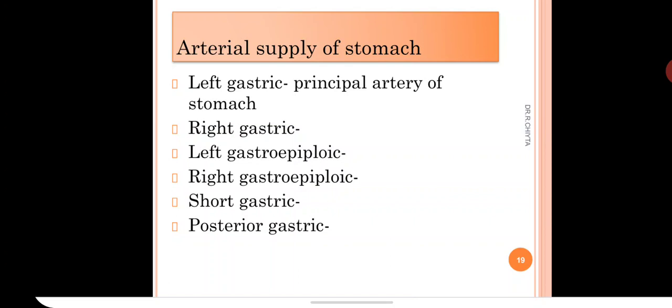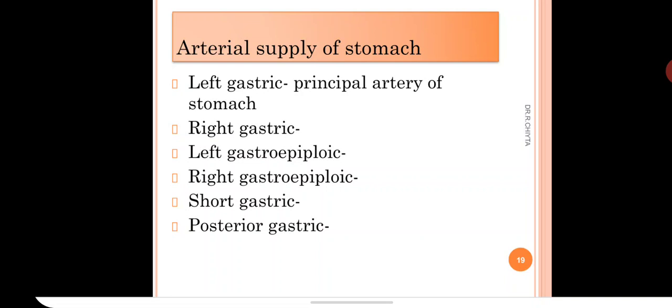Right gastric is the branch of the common hepatic artery. These two gastric arteries anastomose close to the lesser curvature within the lesser omentum. Left gastroepiploic is a branch of the splenic artery.